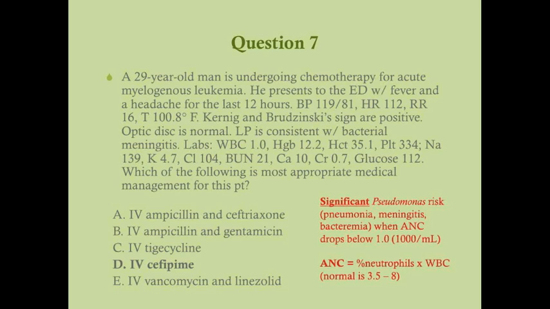Ampicillin and ceftriaxone, and ampicillin and gentamicin, would both be good drugs if this patient were healthy, in that he had a normal white blood cell count and he wasn't undergoing chemotherapy. Those would be fine to cover empirically for the causes of meningitis. Tigecycline is a drug that covers MRSA, and vancomycin and linezolid do too. Those generally are not as used in meningitis. So IV cefepime, because cefepime has a broad range of coverage. It covers gram-positives, gram-negatives, and it covers Pseudomonas.